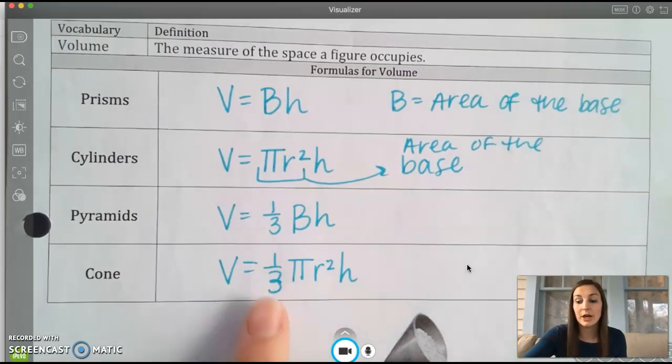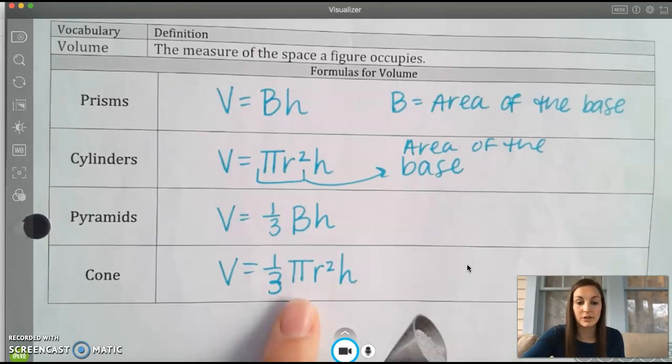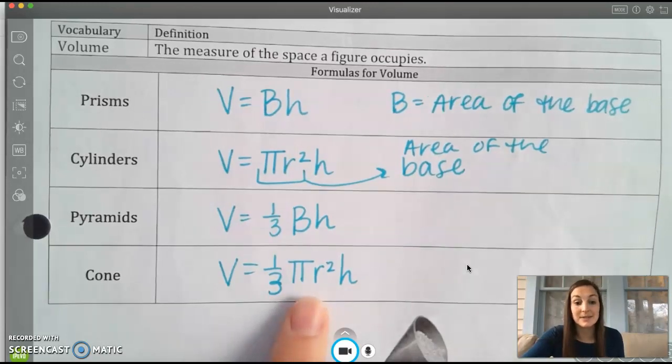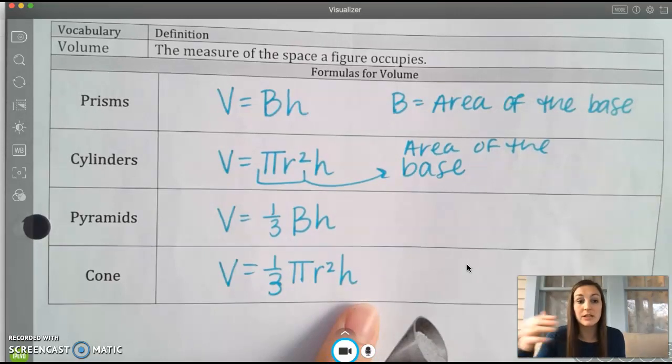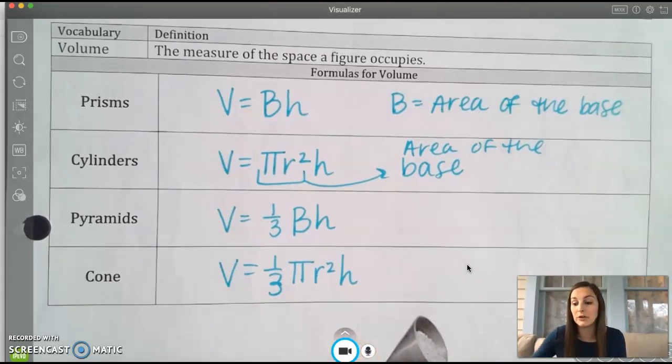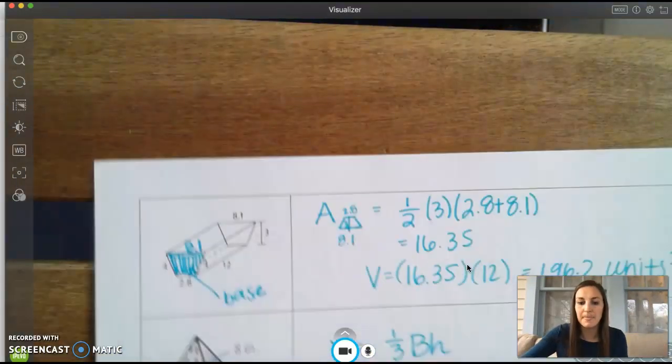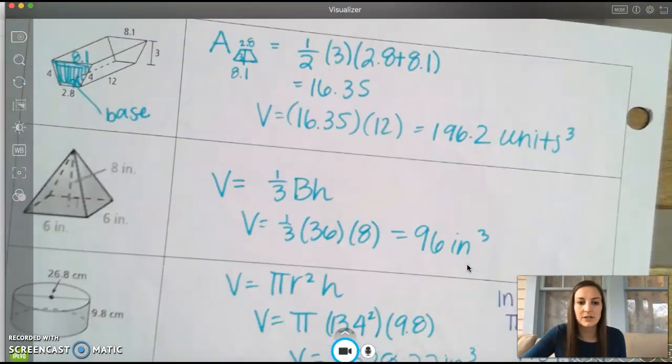So it's 1/3 pi r squared, which is our circle right here, and then times the height. Okay, so these are the 4 formulas that we will be using. So we're going to do just a couple examples here. So let's look at this first example.